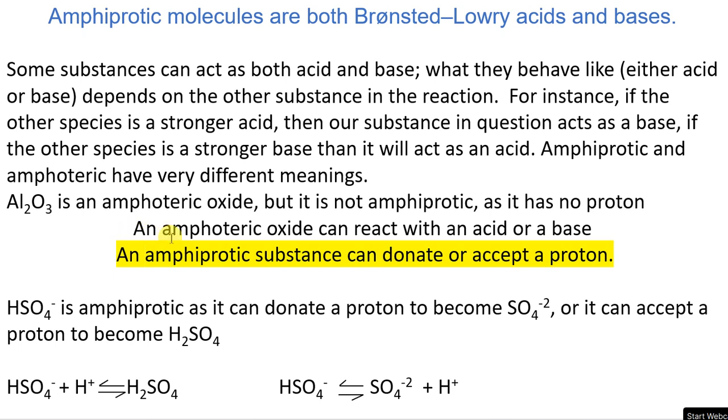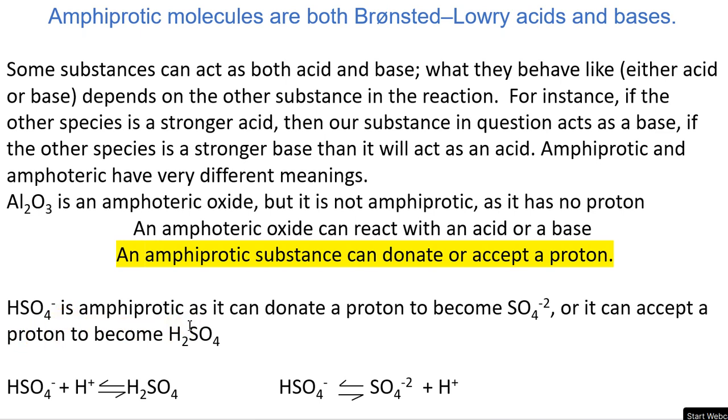Simply put, an amphoteric oxide can react with an acid or a base. An amphiprotic substance can donate or accept a proton. To be amphiprotic, it must have a hydrogen present in one form or another.